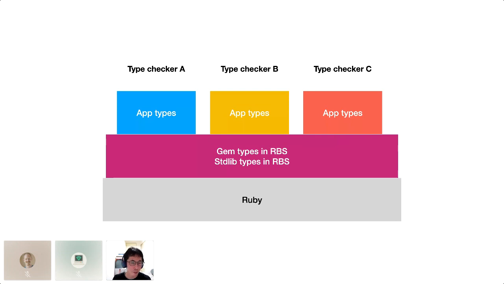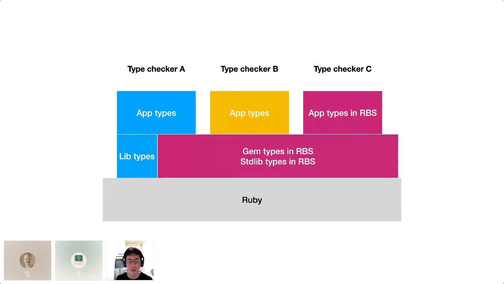Maybe the type checker, the blue one, will continue using the native type declaration languages for some of the libraries, or maybe the type checker, the part 1, will try to use RBS for application types. So there can be some levels of adoption of RBS by each type checker.